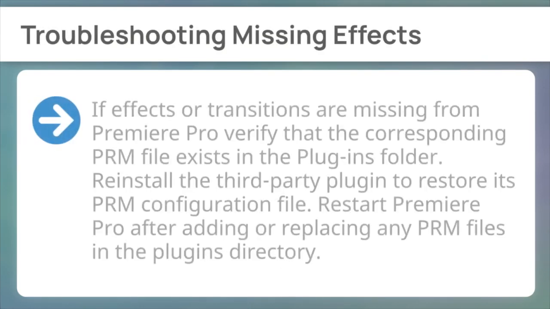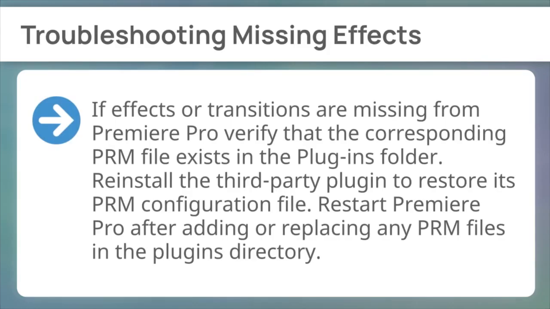Next, troubleshooting missing effects. If effects or transitions are missing from Premiere Pro, verify that the corresponding PRM file exists in the plugins folder. Reinstall the third-party plugin to restore its PRM configuration file. Restart Premiere Pro after adding or replacing any PRM files in the plugins directory.